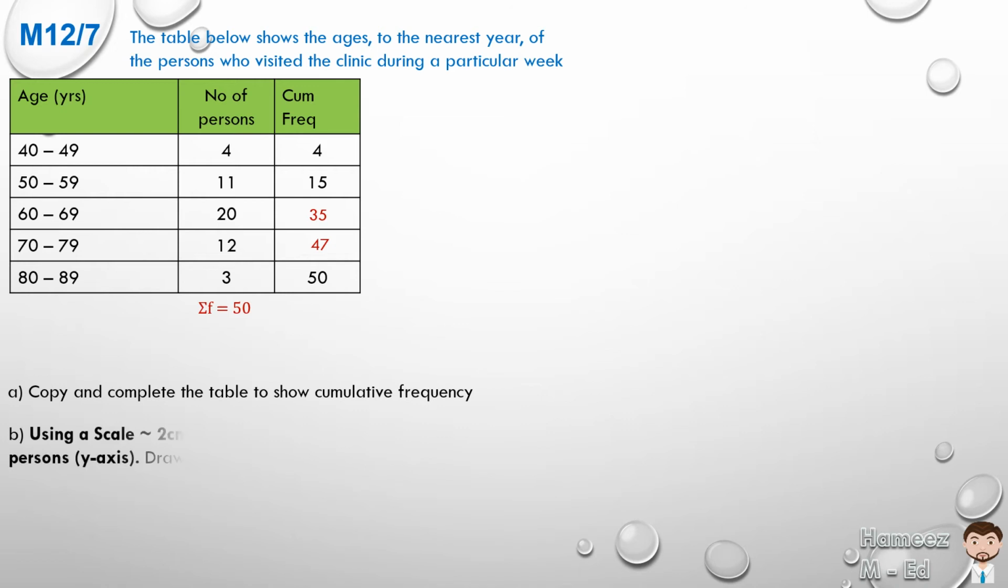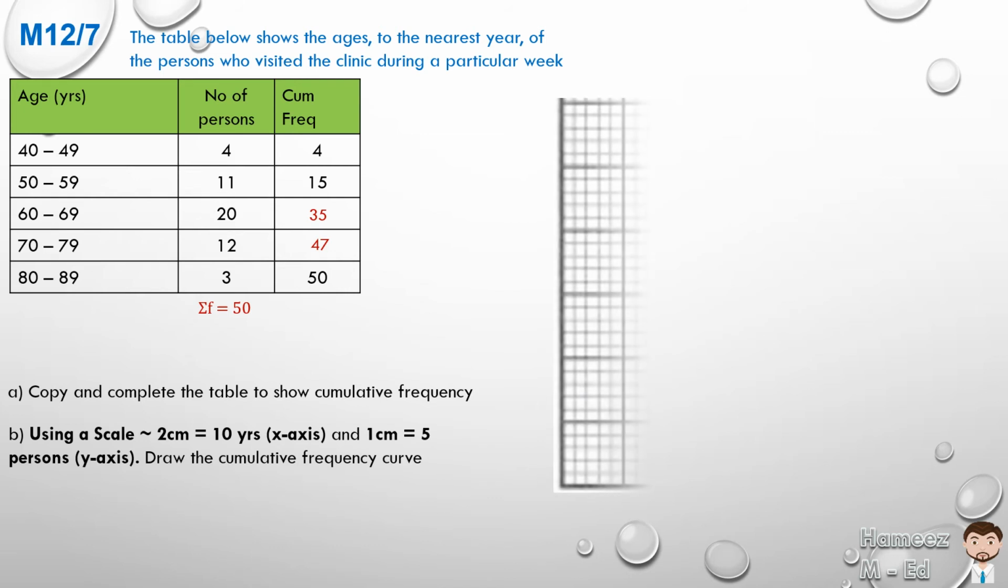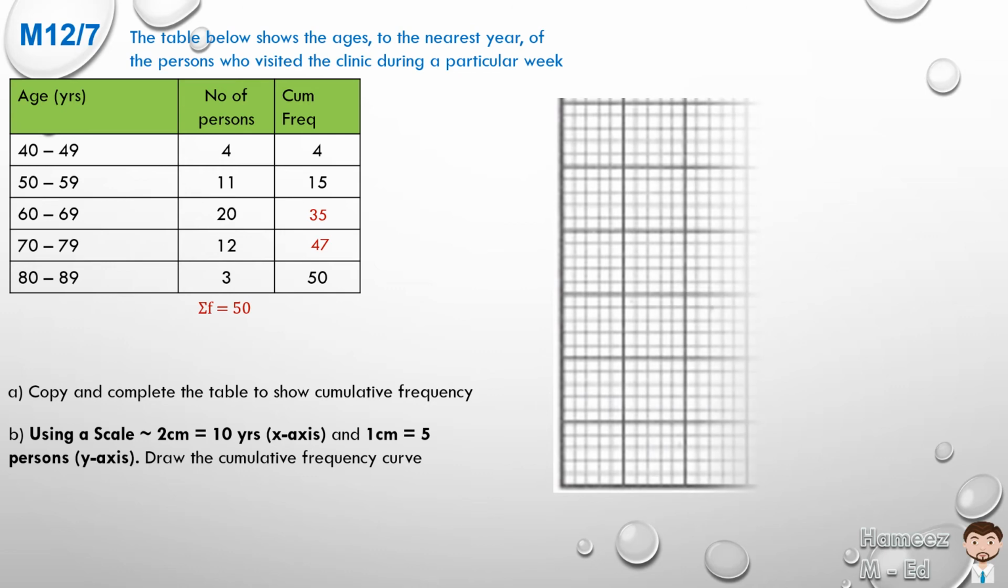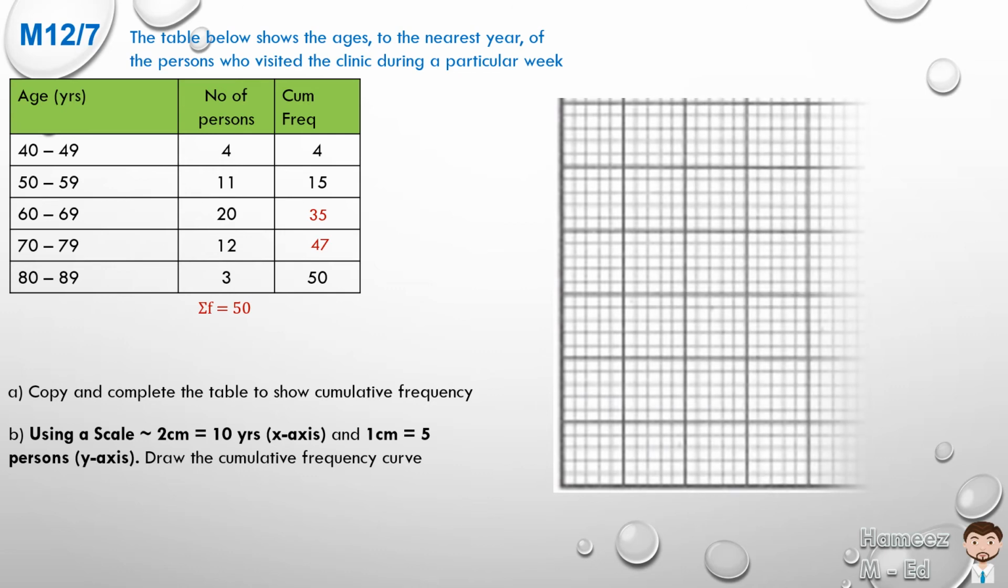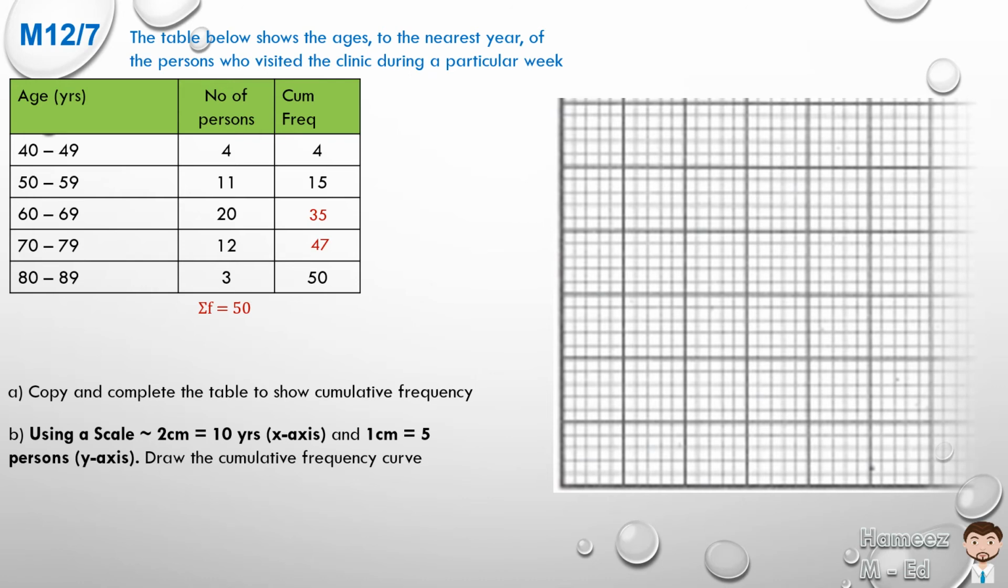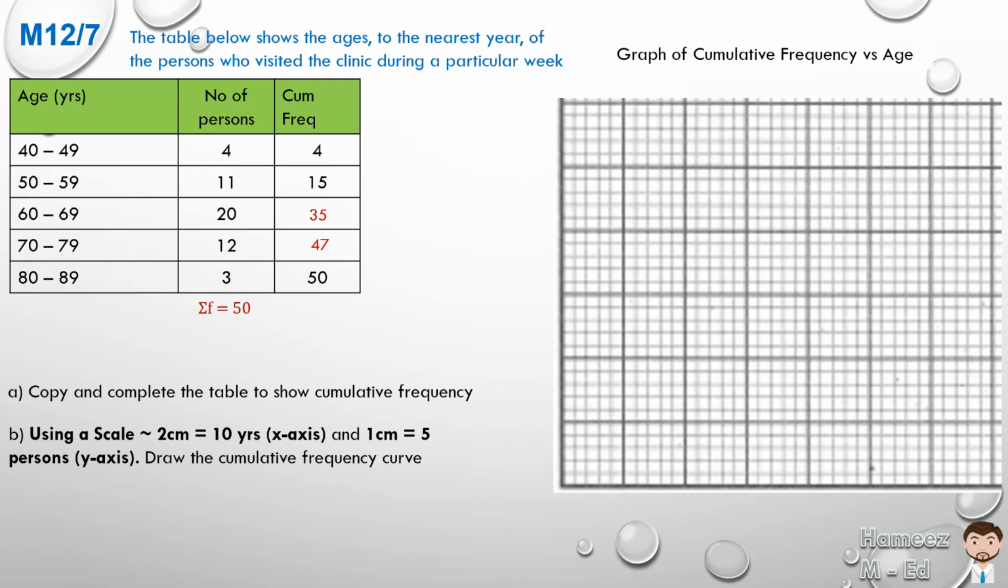Now the question asks us in part B, using a scale of approximately 2 centimeters is equal to 10 years on the x-axis, and 1 centimeter equal to 5 persons on the y-axis, draw the curve. And for us, with the scale that I'm using here, the large blocks are 2 centimeters. So when I'm plotting my x-axis, first of all, I must label it age in years, and I'm plotting starting from 30 up to 90 at least, so that will cover all our values.